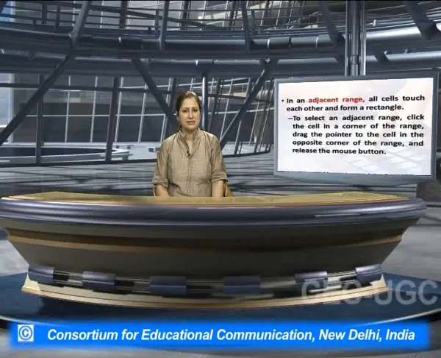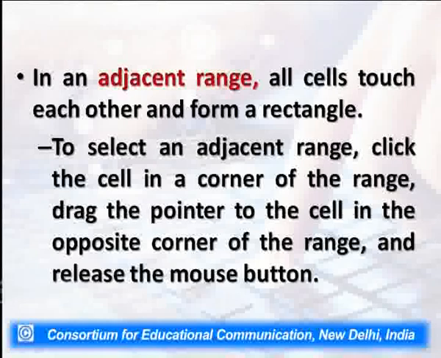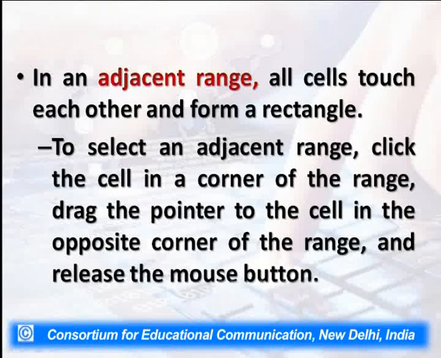Now, in an adjacent range, all the cells touch each other to form a rectangle. To select the adjacent cells, you simply click on the cell in one corner of the range, and you just drag the mouse pointer to the cell in the opposite corner, and you release the mouse button.